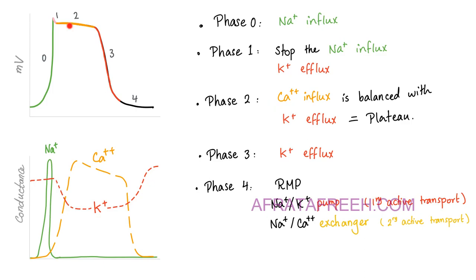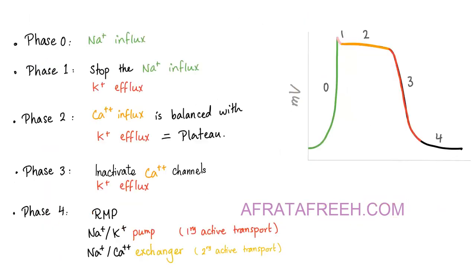But then phase 2 is the plateau. Why? Because calcium influx coming in is balanced with potassium efflux coming out. Positive for positive. Great. Phase 3 is the potassium efflux alone. That's why we go down quickly. And then phase 4 is the resting membrane potential. We have the normal sodium-potassium pump, which is primary active transport, and the sodium-calcium exchanger, which is the secondary active transport. And of course, we've talked about them before in my video about digoxin. This was video number 12.